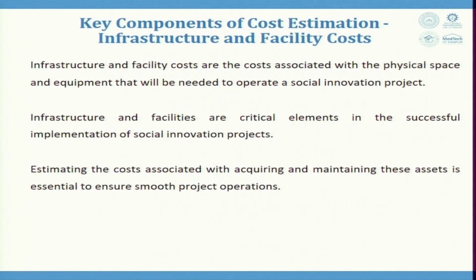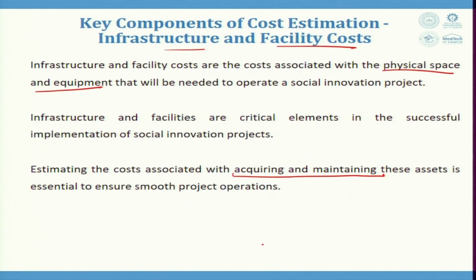Then comes the infrastructure and facility costs. Infrastructure and facility costs are associated with physical space and equipment that will be needed to operate the social innovation project. Infrastructure and facilities are critical elements in the successful implementation of social innovation projects. Estimating the cost associated with acquiring and maintaining these assets is essential to ensure smooth operations of the project.